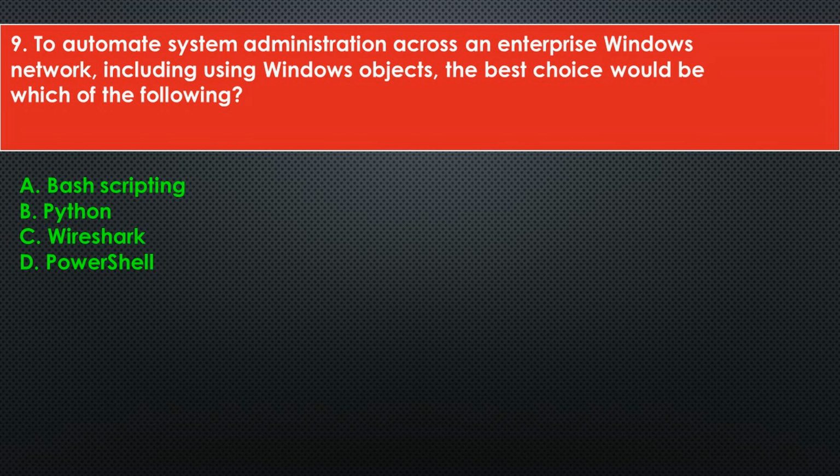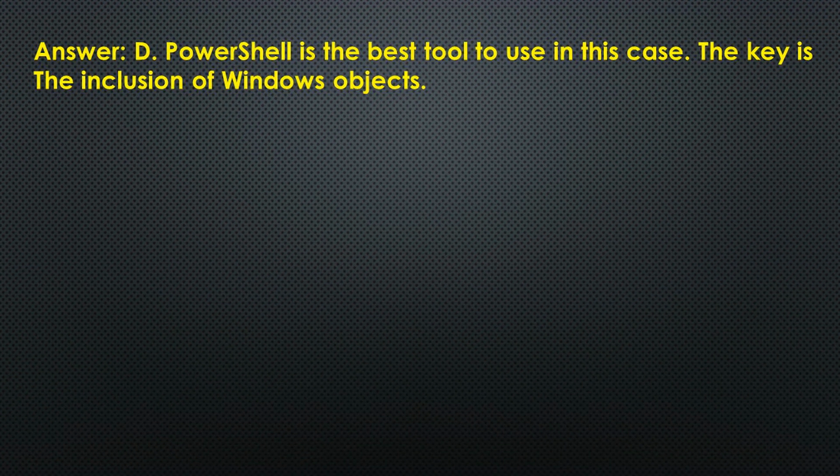9. To automate system administration across an enterprise Windows network, including using Windows objects, the best choice would be which of the following? A. bash scripting. B. Python. C. Wireshark. D. PowerShell. Answer: D. PowerShell is the best tool to use in this case. The key is the inclusion of Windows objects.